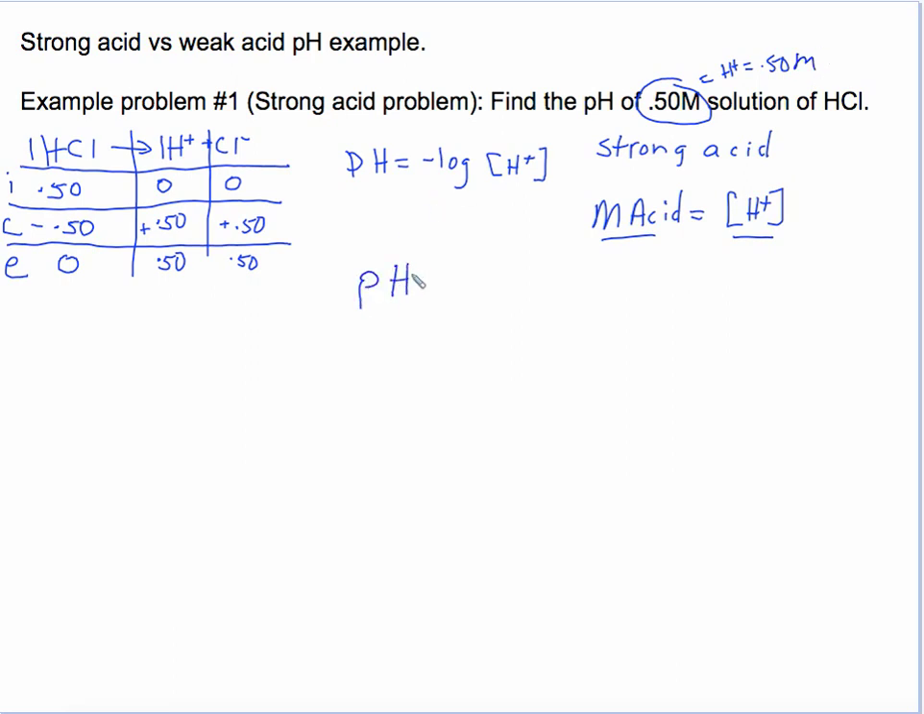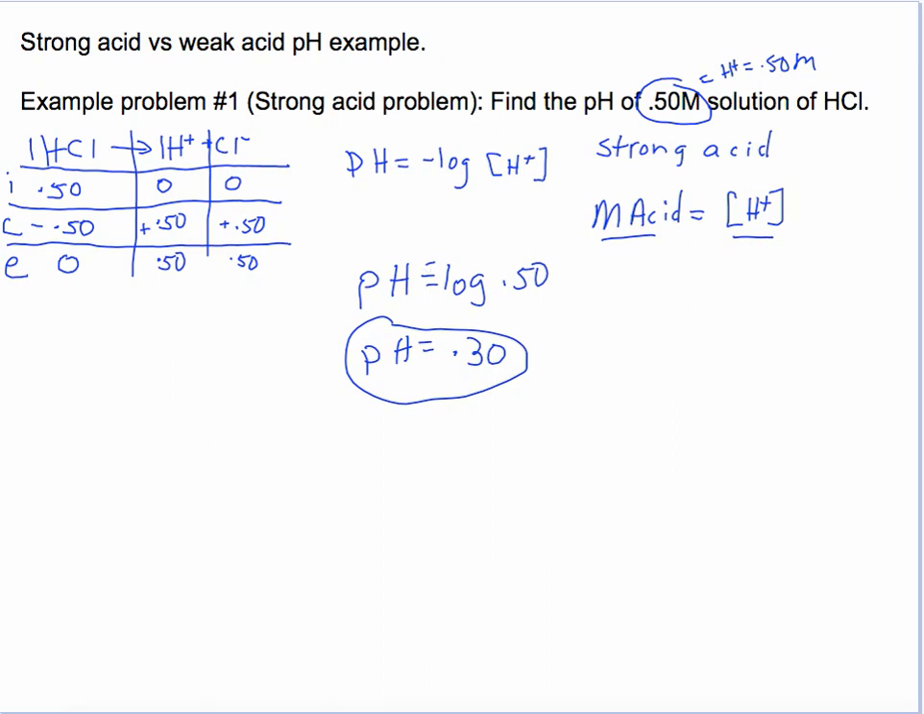So all you have to do is say pH equals the negative log of H plus, so we're just going to put in 0.50. If you do the math, the pH equals 0.30. And that would be the final answer.